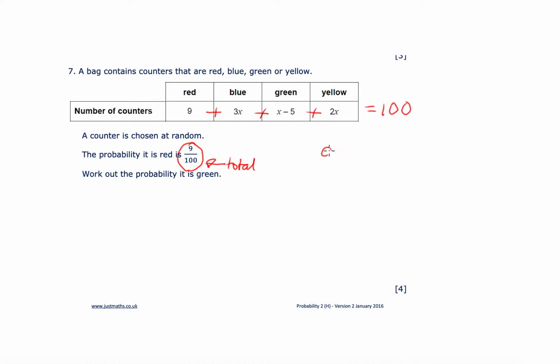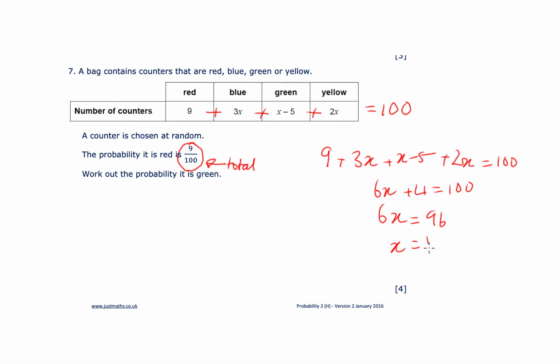Okay, and at this point it just becomes an algebra equation. 3x plus x minus 5 plus 2x equals 100. It just becomes a linear equation at this point. 3x plus x plus 2x is 6x, and 9 minus 5, be careful with the minus sign, is 4, equals 100. Subtract 4 on both sides. 6x equals 96. And then divide both sides by 6. You should get x equals 16.